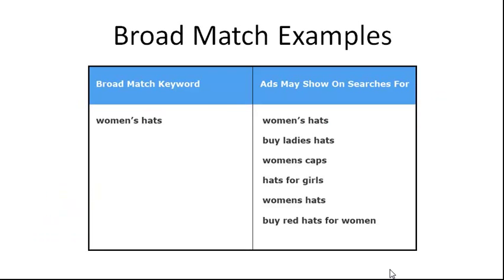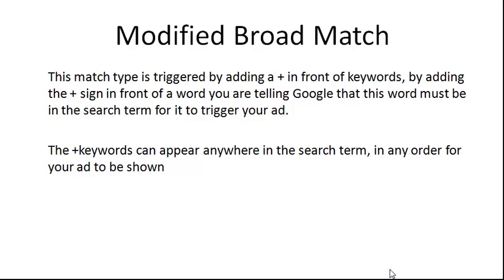Here are a few examples of the search terms that would trigger your ad if you were using the keyword women's hats. As you can see on the right hand side, quite a few different terms would trigger your ad. For example, the exact same, women's hats, buy ladies' hats, women's caps, hats for girls, women's hats, buy red hats for women. As you can see, these are quite a broad ranging group of keywords here. And for example, words like girl instead of woman or cap instead of hats can all possibly come through by using this match type.